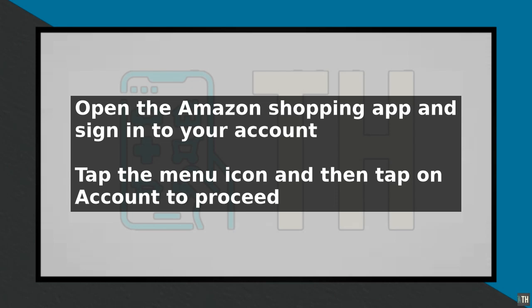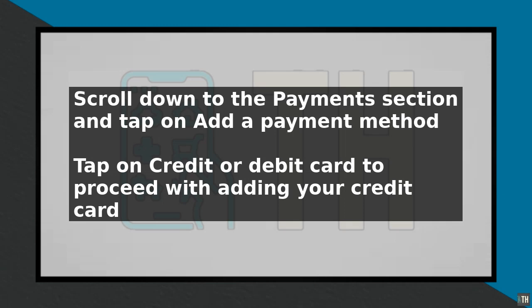You will then be presented with a list of payment options, including credit cards. Tap on Credit or Debit Card to proceed with adding your credit card. Enter your credit card details, including the card number, expiration date, and security code. Make sure to enter the details accurately, as incorrect information may prevent your card from being added.